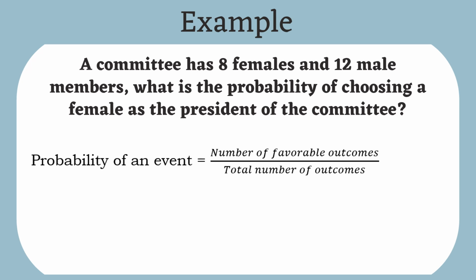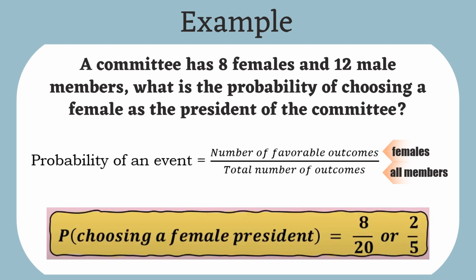To better understand the probability of an event, let's take a look at the following examples. A committee has 8 females and 12 male members. What is the probability of choosing a female as the president of the committee? So using the formula, we have the number of favorable outcomes over the total number of outcomes. So we have the number of females, we have 8, and the total number of outcomes, we have all the members, 8 plus 12 is equal to 20. Thus, the probability of choosing a female president is equal to 8 over 20 or 2 over 5.